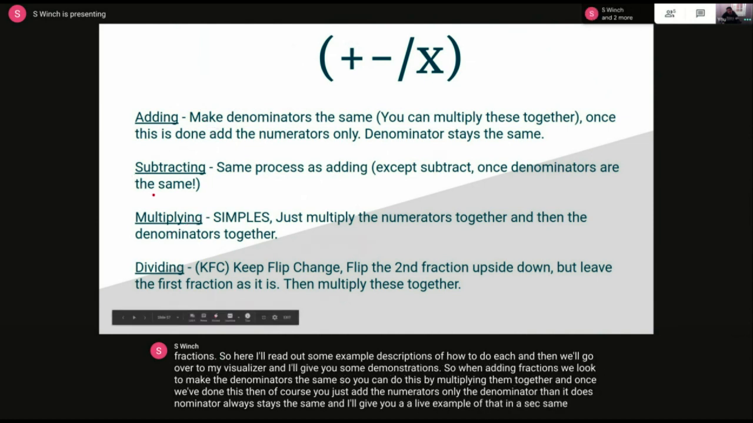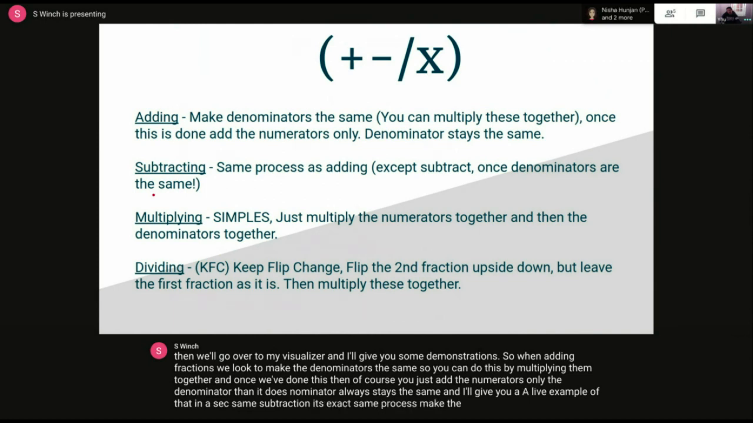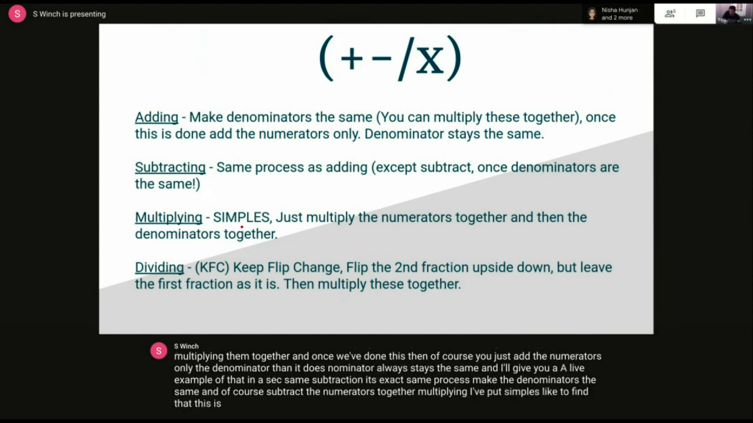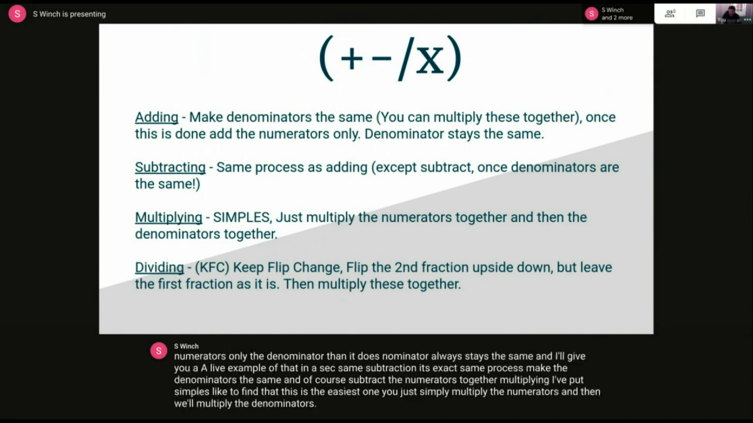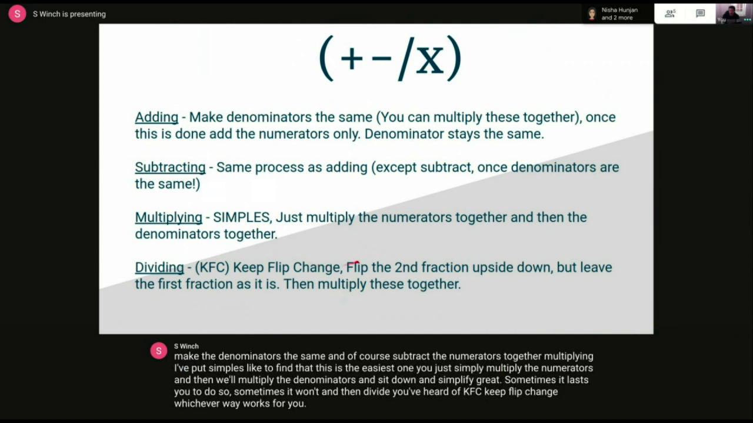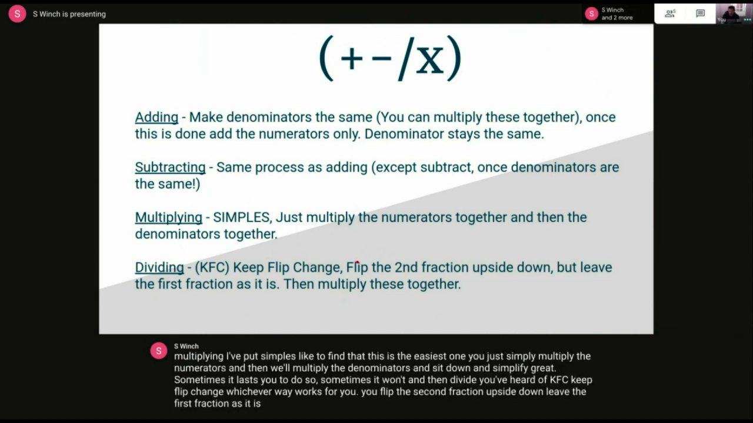Same with subtraction. It's the exact same process. Make the denominators the same, then subtract the numerators. Multiplying, I've put simples. I find that this is the easiest one. You just simply multiply the numerators and then multiply the denominators. If you cancel it down and simplify it, great. Sometimes it'll ask you to do so, sometimes it won't. And then divide, you've heard of KFC, keep, flip, change, whichever way works for you. You flip the second fraction upside down, leave the first fraction as it is, and then multiply them together.